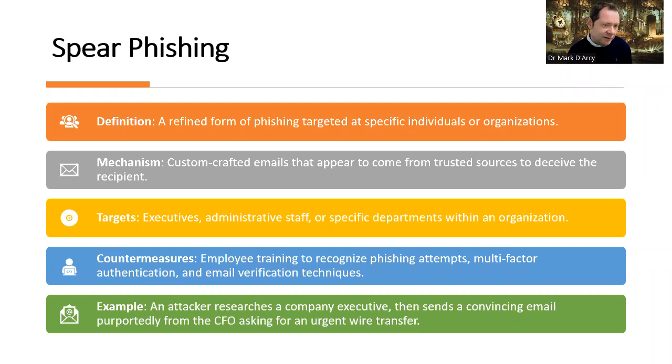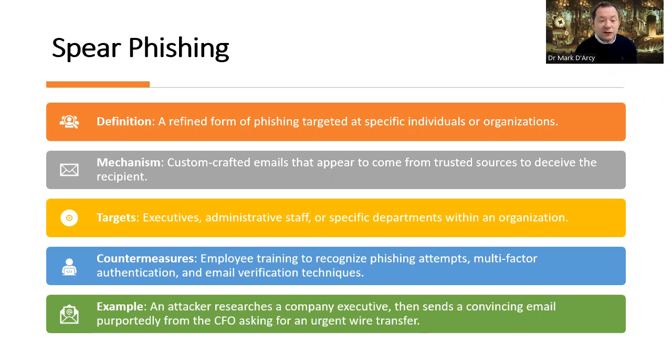So now spear phishing. This is a refined form of phishing targeted at specific individuals or organizations. Mechanism: custom crafted emails that appear to come from trusted sources to deceive the recipient. The targets are executives, administrative staff, or specific departments within an organization. Countermeasures: employee training to recognize phishing attempts, multi-factor authentication, and email verification techniques.